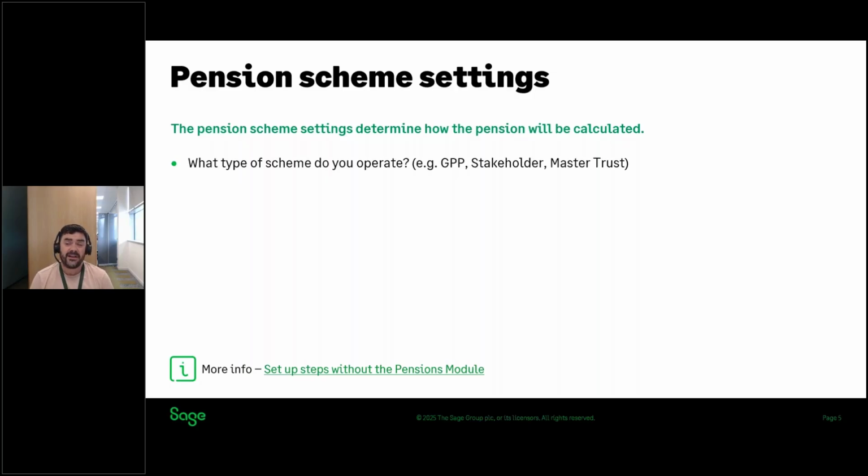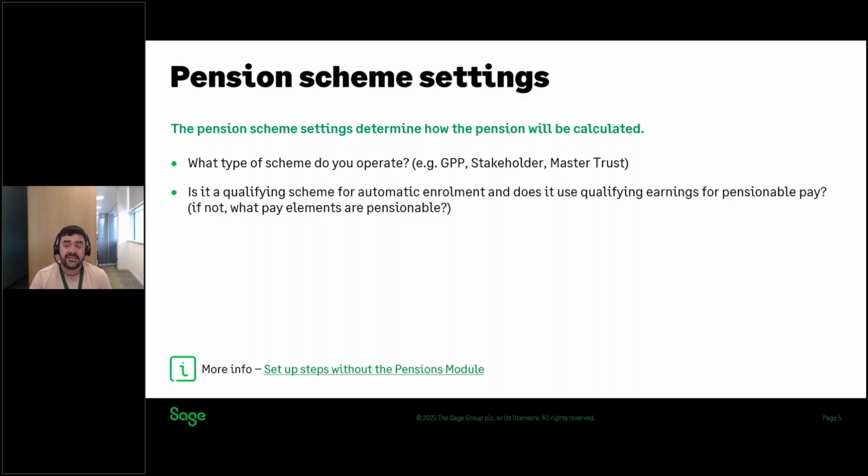So first bit of information that's useful to know is what type of pension scheme you are using. There is a list of pension types that you can choose, and they will automatically apply certain settings. But we also have an other option if your type of pension isn't listed in Sage Payroll, and then you could apply custom settings as required.